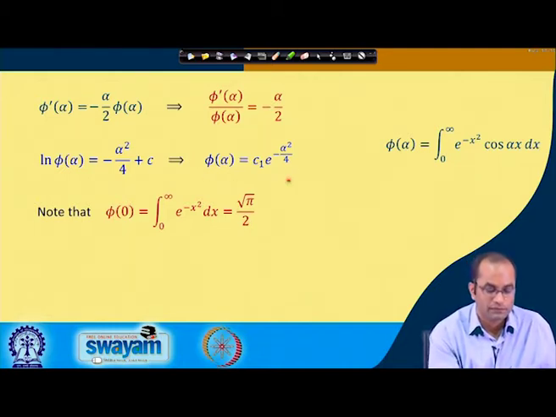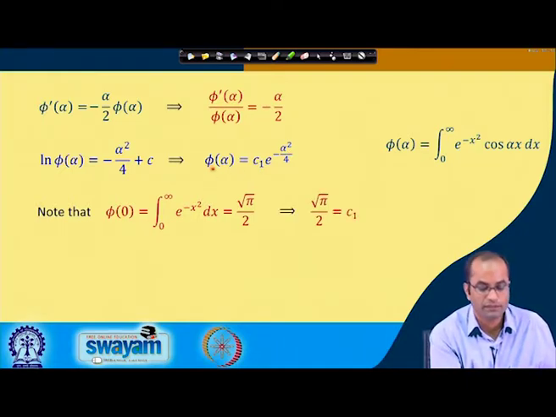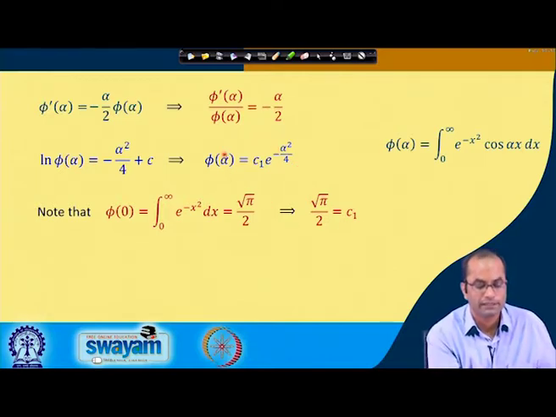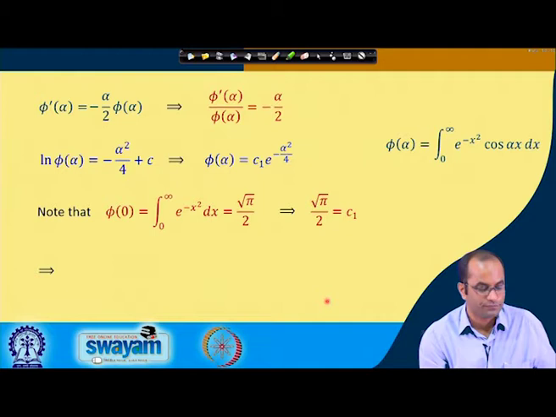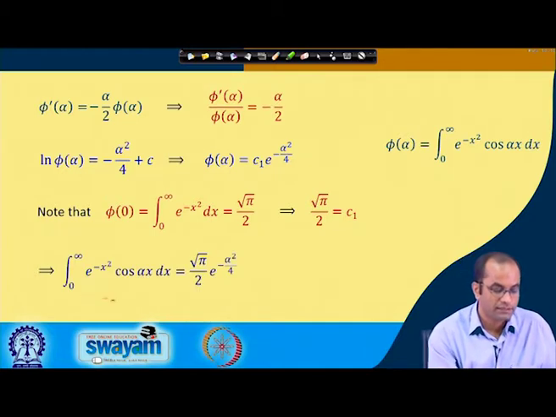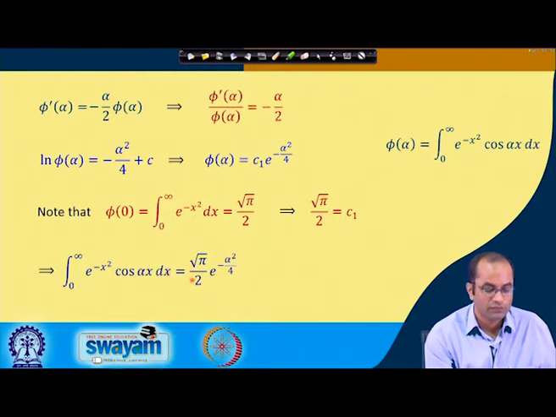So, by this we can now compute the c 1. The c 1 will be square root pi by 2, because when we put alpha 0 here, this e power minus alpha square by 4 will become 1. We have c 1 on the right hand side, and this will be square root pi by 2. So, this implies that the integral from 0 to infinity of e power minus x square cos alpha x dx will be equal to square root pi by 2 times e power minus alpha square by 4. That is the value of the integral we want to evaluate.